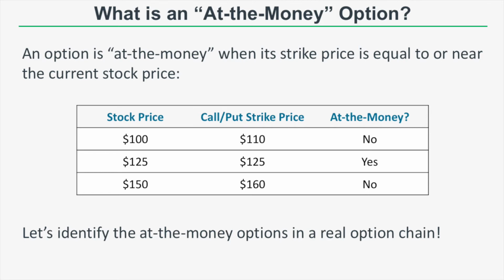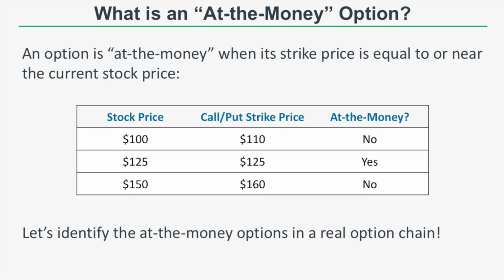Now, if we're looking at a $125 stock and we're looking at a call and put with a strike price of $125, those options would be at the money because the strike price is equal to the stock price. And lastly, if we're looking at a $150 stock and we're looking at options with strike prices of $160, those options would not be at the money because those strike prices are not near the stock price.